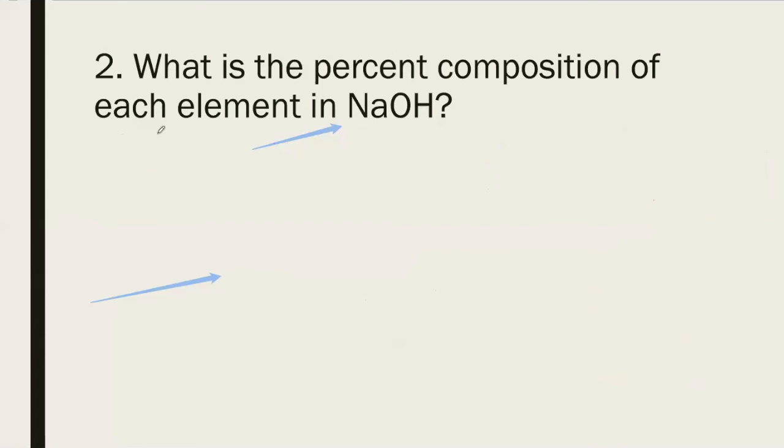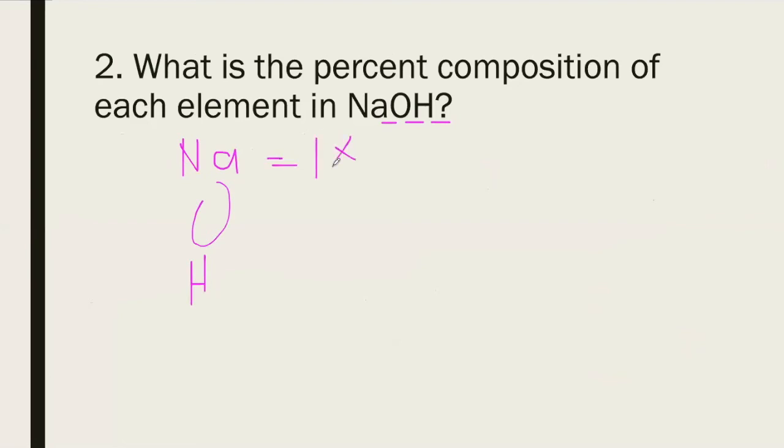Next, what is the percent composition of each element in NaOH? So first, let's identify how many atoms per element. So dahil wala silang subscripts, we can all assume that there's just one atom per element. So we're just going to do 1 times the atomic weight, which is 22.99, 1 times 16, and 1 times 1.01.